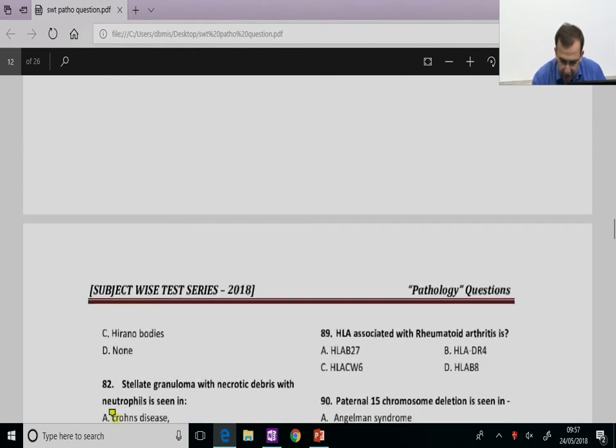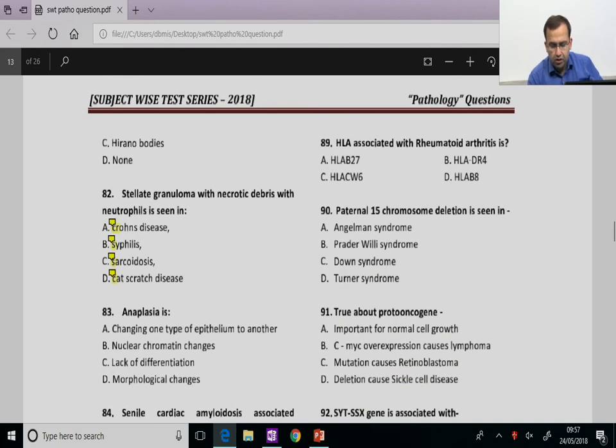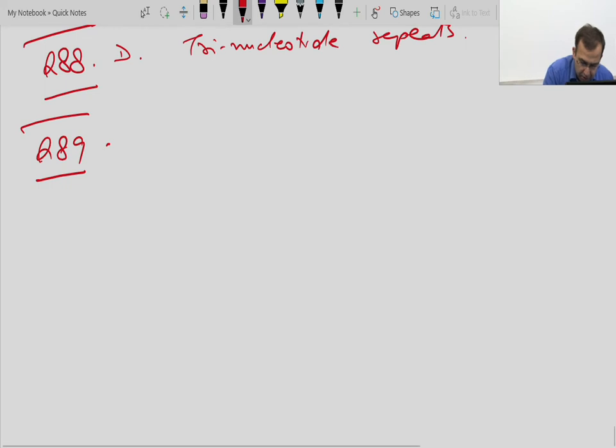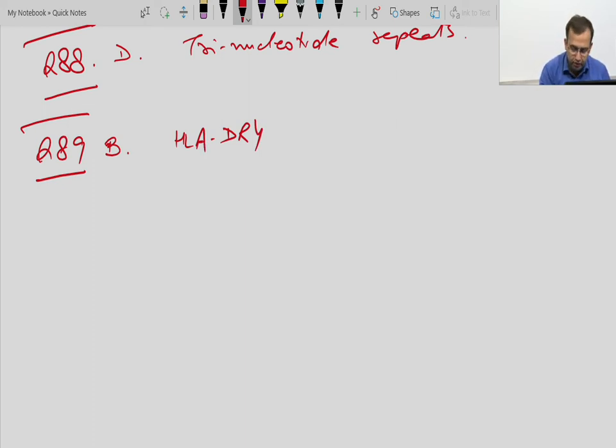Next, question 89. The HLA associated with rheumatoid arthritis is HLA-DR4. So let us make a table of diseases associated with various HLA. HLA-DR4, we have already seen, is associated with rheumatoid arthritis. Next, let us go sequentially, starting with everybody's favorite, HLA-B27.